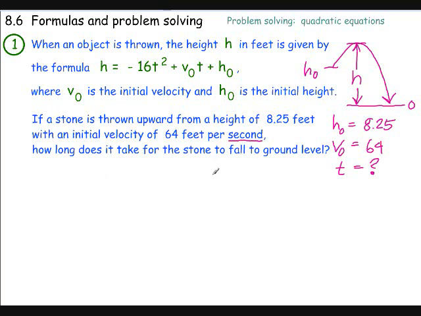Well, if the height we're interested in is right here, we can say that we're talking about the time when this height becomes 0. So we've got 0 for our h equals negative 16 t squared plus, what's our initial velocity? 64. And that's times t, plus our initial height, which we said was 8.25.